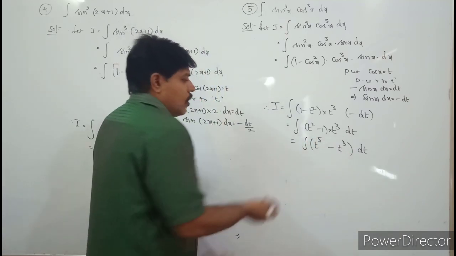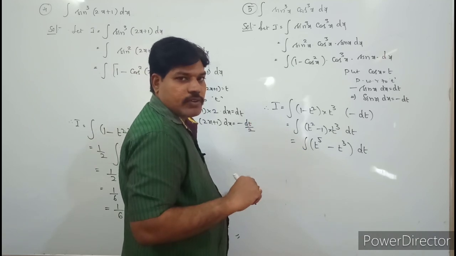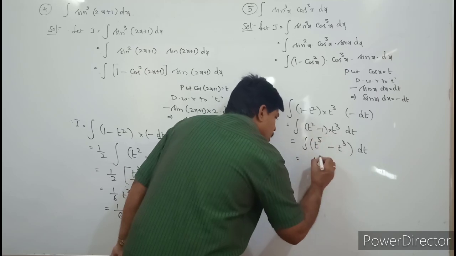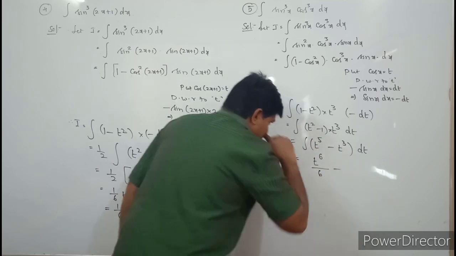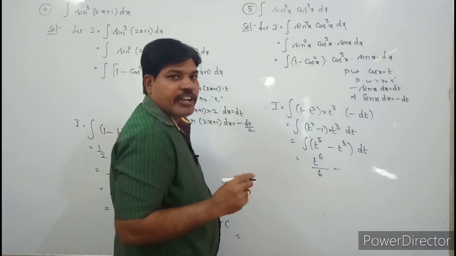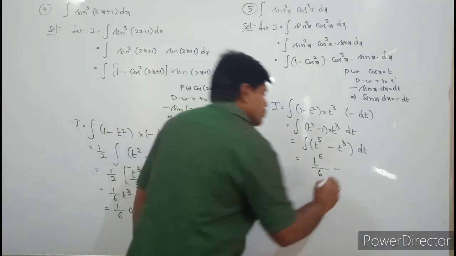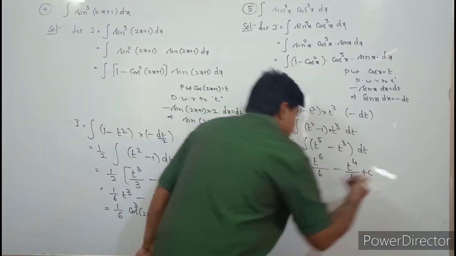Apply the integration. What is the x power n formula? x power n plus 1 by n plus 1. So it will become t power 5 plus 1, which is 6, by 5 plus 1, which is 6, minus the integration of t cube, t power 3 plus 1 by 3 plus 1, that is nothing but t power 4 by 4, plus c.